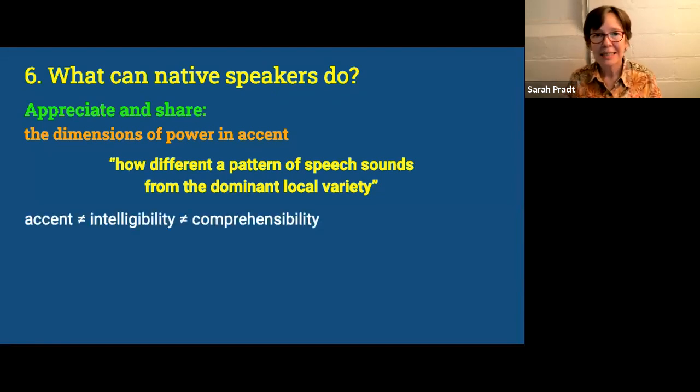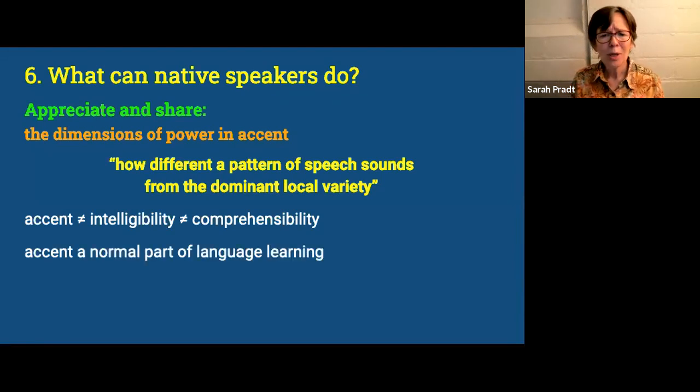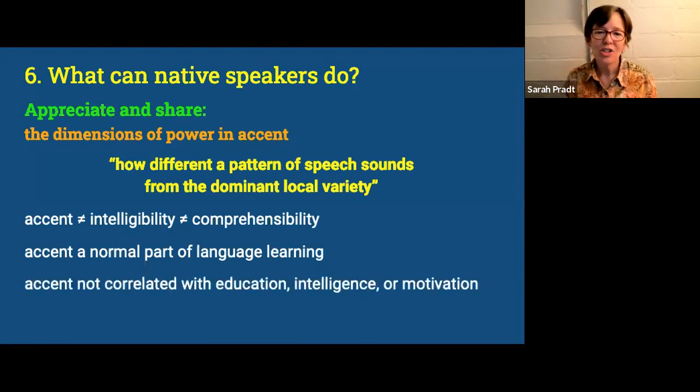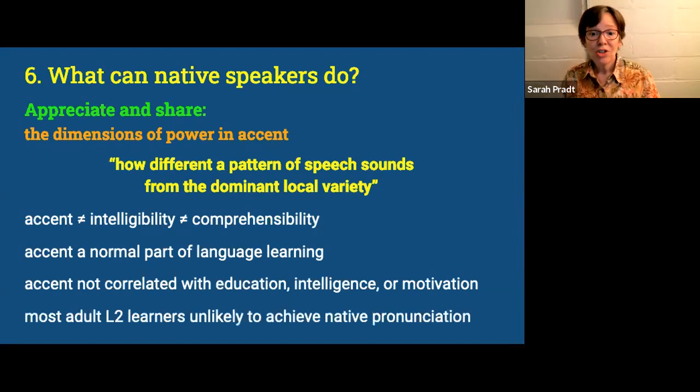We can appreciate and share that accent is not the same as intelligibility and not the same as comprehensibility. We can appreciate and share that accent is a normal part of language teaching, yes, and language learning. We can appreciate and share that accent, the degree of accent, is not correlated with education, with intelligence, or motivation. We can also appreciate and share that most adult learners of another language are unlikely to achieve a native pronunciation. It can happen, but it's not the norm.